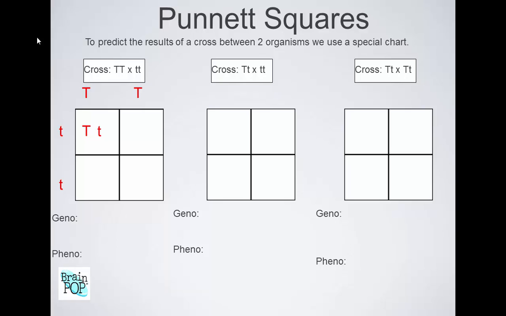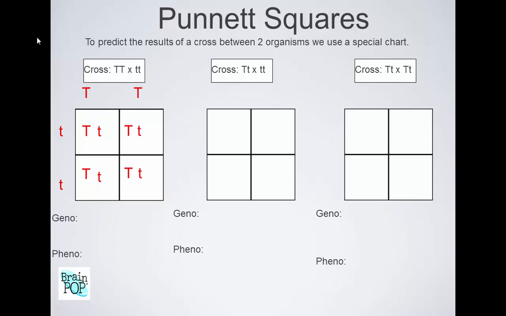For this box, again, we get a big T from the top, a little t from the side. This box, big T from the top, little t from the side. It's the same thing. Yeah, in this case, this is a simple example. Every box turns out to be the same.